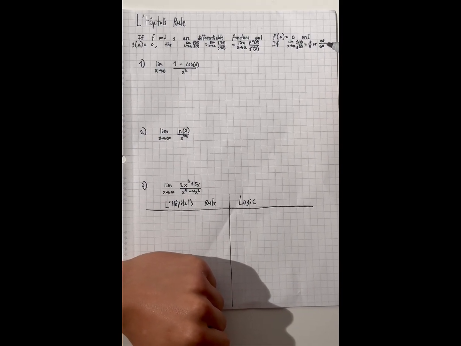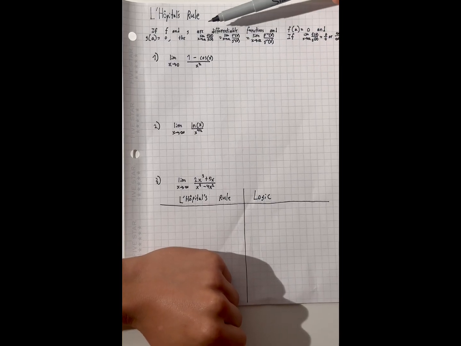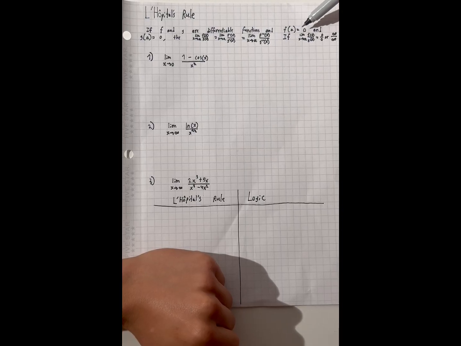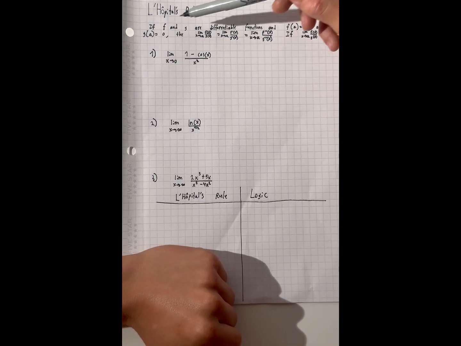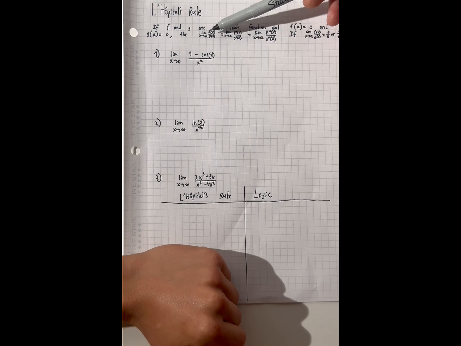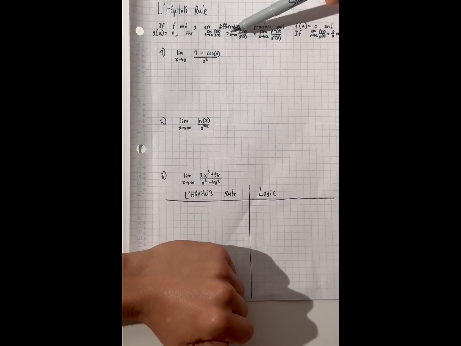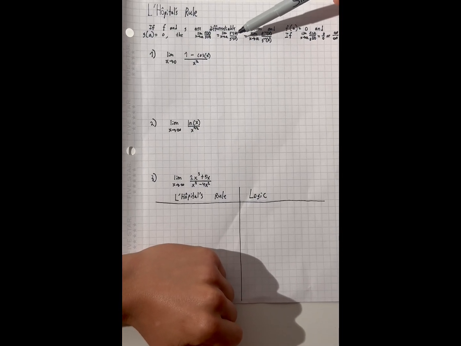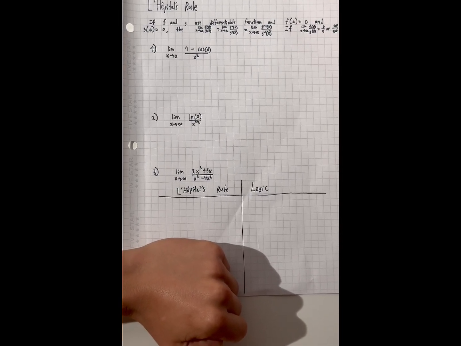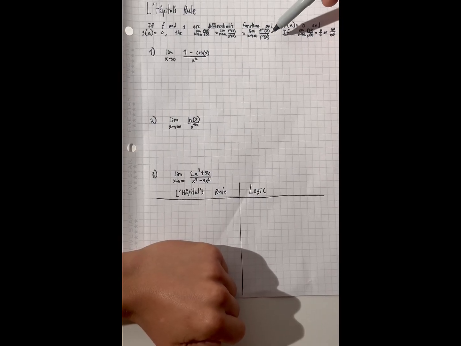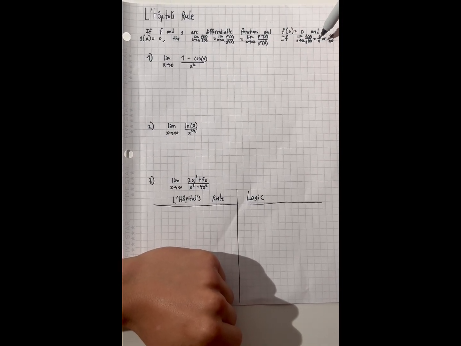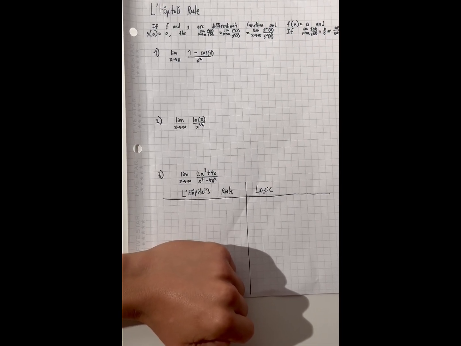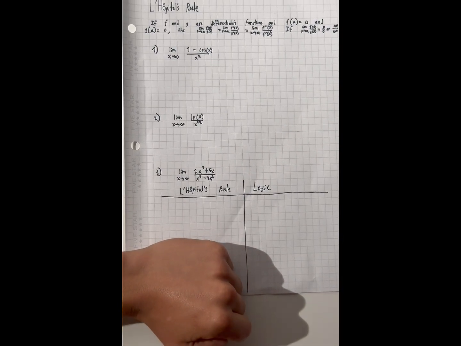So L'Hopital's rule states that if f and g are differentiable functions, meaning that their derivative can be found, and f of a is equal to 0 and g of a is also equal to 0, then the limit as x approaches a of f of x over g of x is equal to the limit as x approaches a of f prime of x over g prime of x. Basically we can keep finding derivatives of our top and bottom functions until we stop getting the indeterminate form. We can find the first derivative, second derivative, third derivative, fourth derivative, basically as much as the problem allows us to find the derivative.